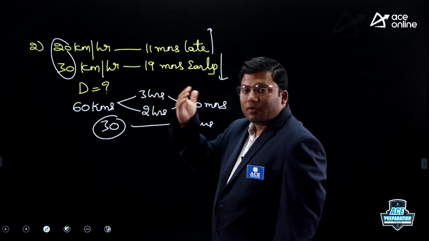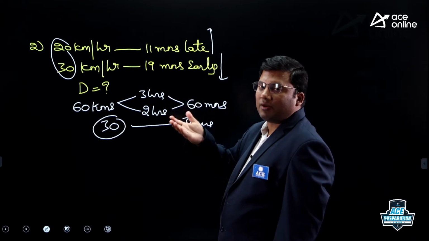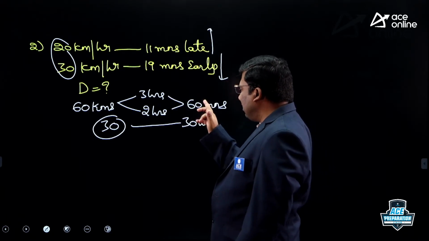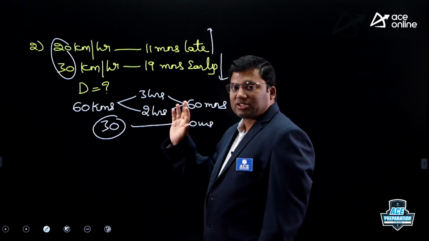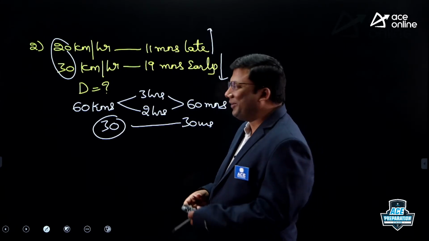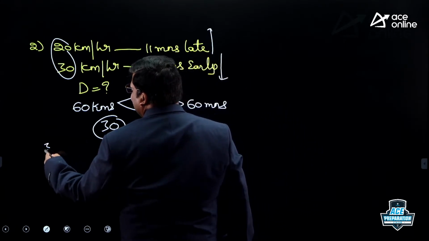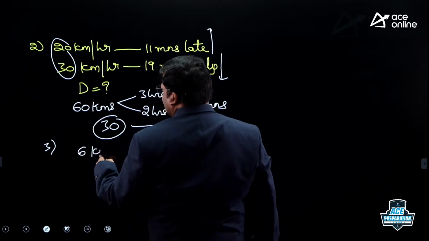11 forward, 19 backward. 30. 60 is becoming 60, 30 will become 30. I hope the idea is clear, right, sir? Please tell me this answer, sir.